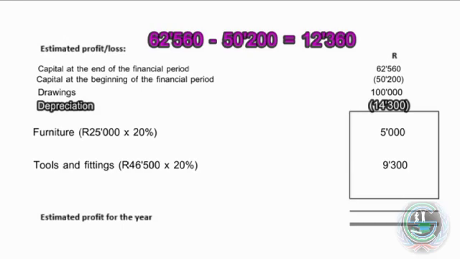12,360 Rand plus 100,000 Rand minus 14,300 Rand gives us a total of 98,060 Rand.